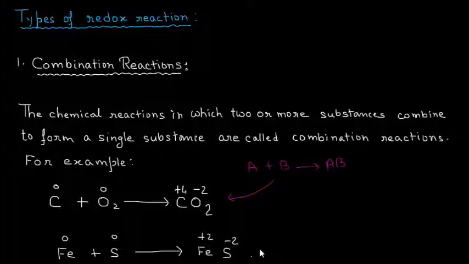Similarly, Fe plus S gives FeS. Here also the oxidation state of iron is 0 and sulfur is 0 in the reactant, but in the product the oxidation state of iron is +2 and the oxidation state of sulfur is -2.